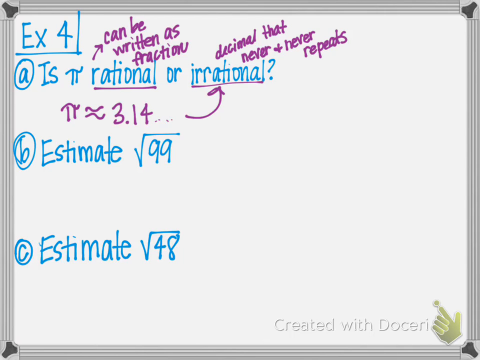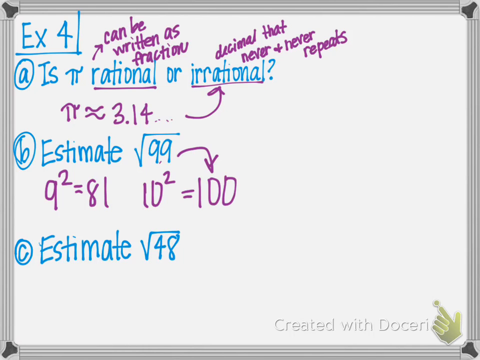B and C, I want you to estimate square roots. So if you want to estimate the square root of 99, that's going to be between 9 squared, which is 81, and 10 squared, which is 100. And since 99 is closer to 100, we're going to say it's probably like 9.9 something.